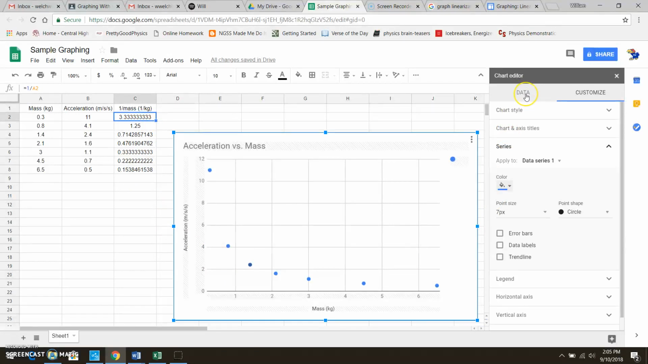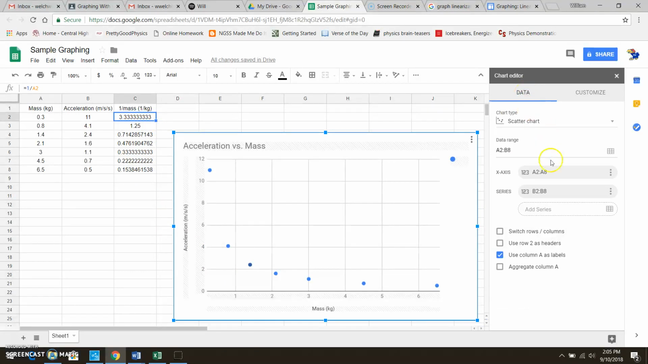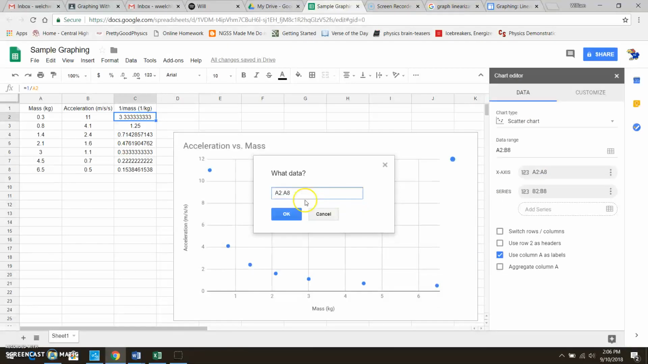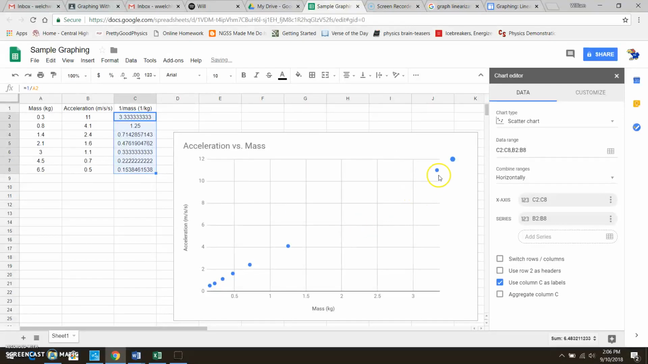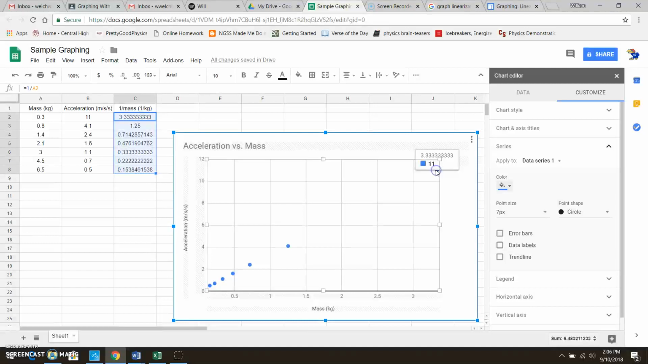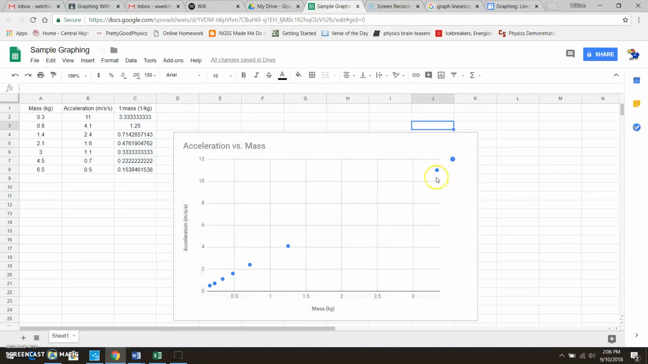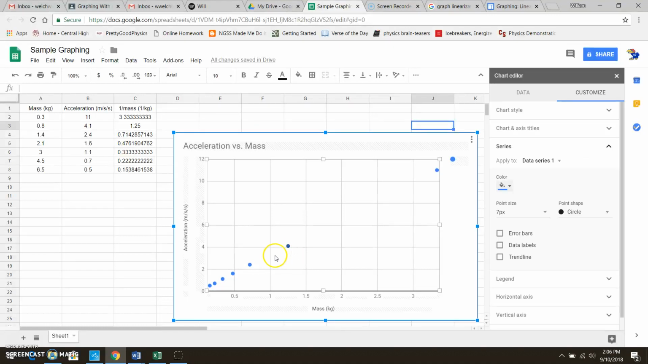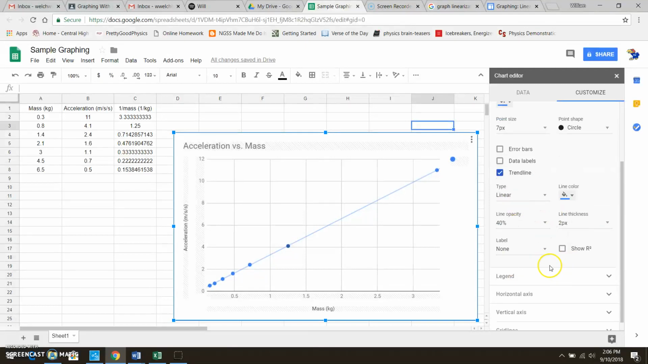Now we need to go to our data and we need to alter our x-axis. So we no longer want mass values, we want 1 over mass values. Click OK. And again, we are linearized here. Now, we're missing a portion of this graph now. We need to add that trend line. So just double click one of those points, you add trend line, and a bunch of options pop up.